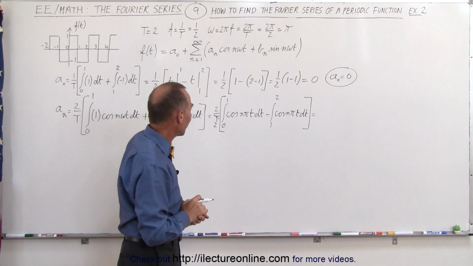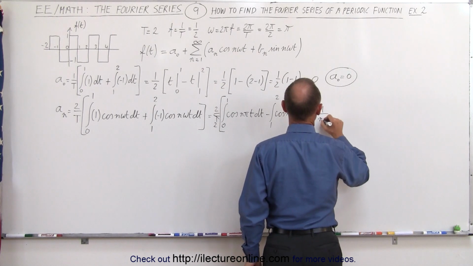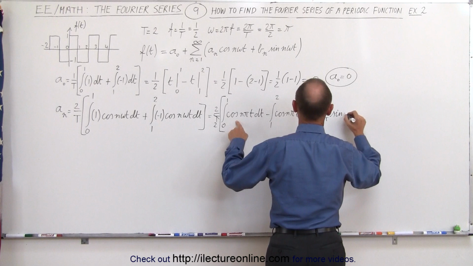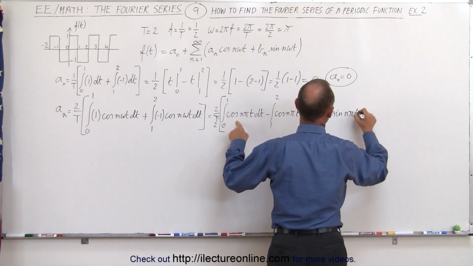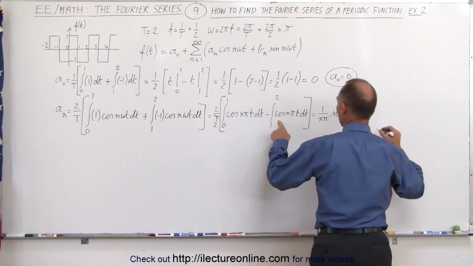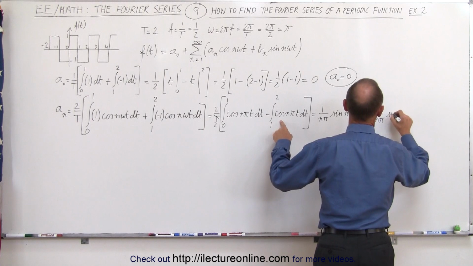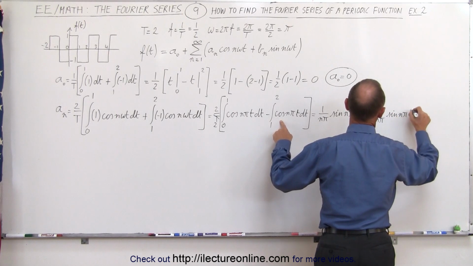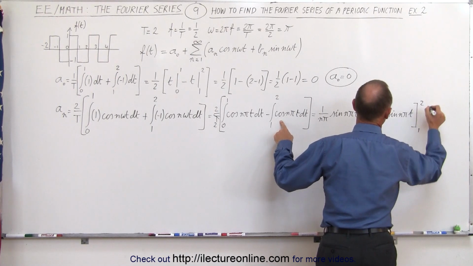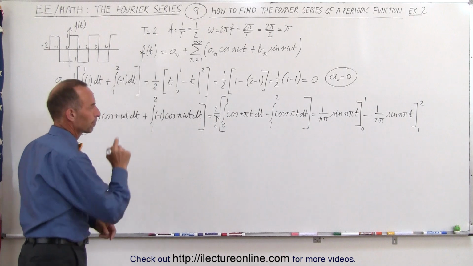That's simplified. So now we have 1/(n pi) times the sine of n pi t from 0 to 1, minus 1/(n pi) times the sine of n pi t from 1 to 2. Continuing.